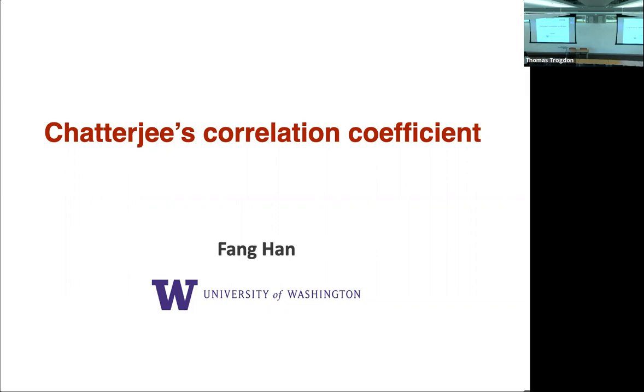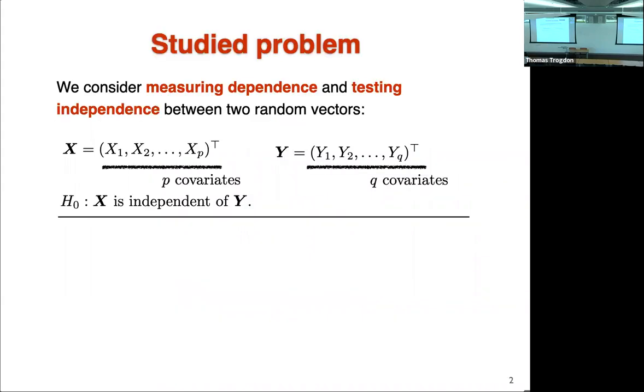So anyway, let's start. The title is Chatterjee's correlation coefficient. I think some people know Chatterjee, who is a math and stat professor at Stanford. He did something, I believe, a big deal in random matrix theory, and he did a lot of interesting things in statistics, and this one is one of the most recent. So let's start the problem.